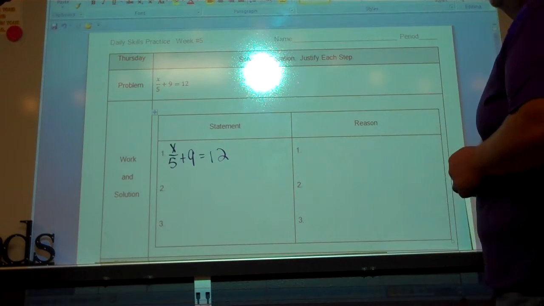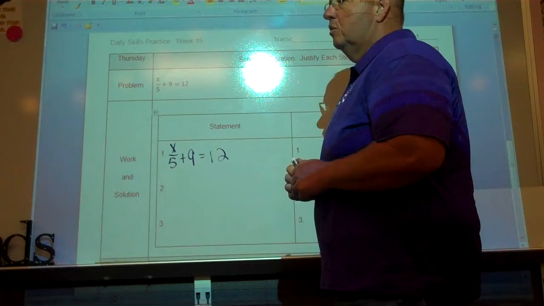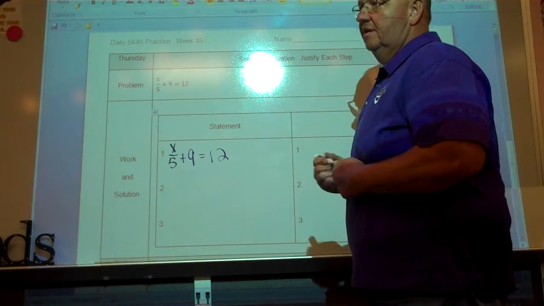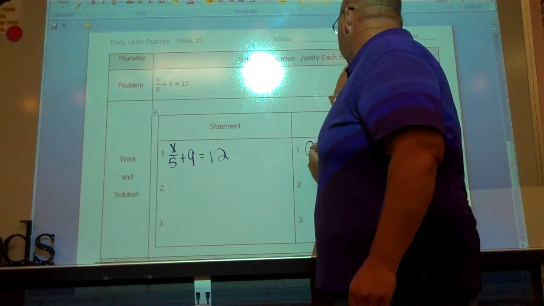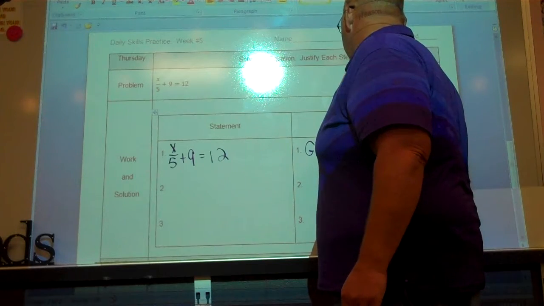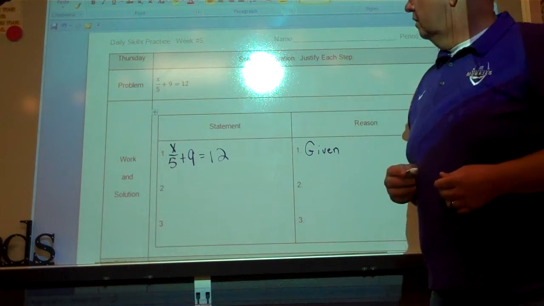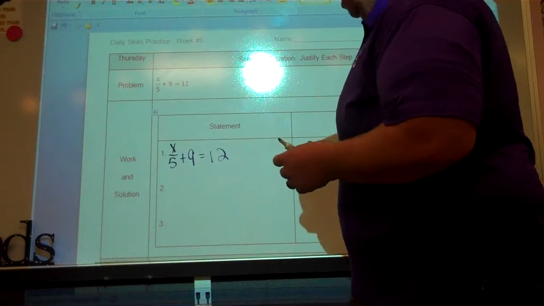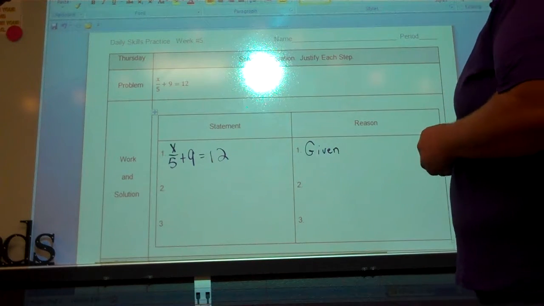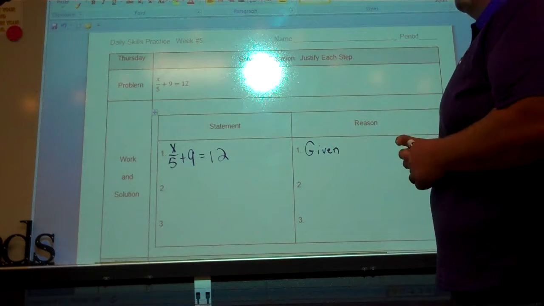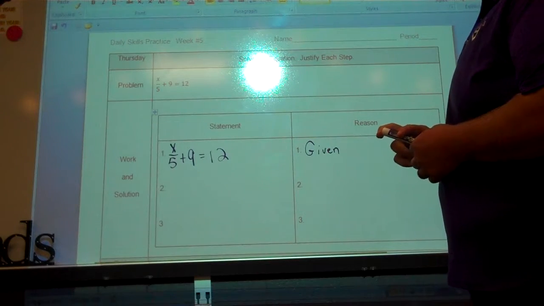Dawson, can you tell me the reason why we wrote that in number 1? What are we going to put as the one reason? Because it's the given. It's the given. Good. So x over 5 plus 9 equals 12. That is the given in that equation. Now, what do we do next?